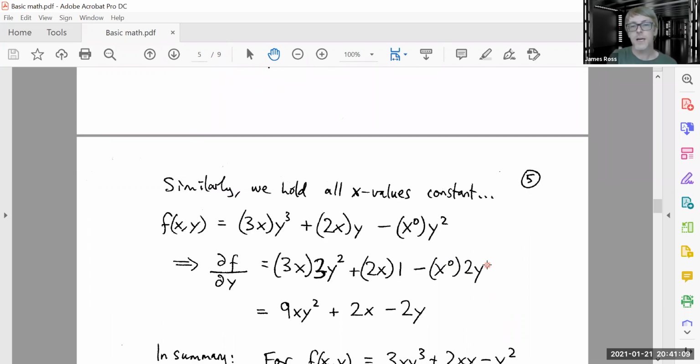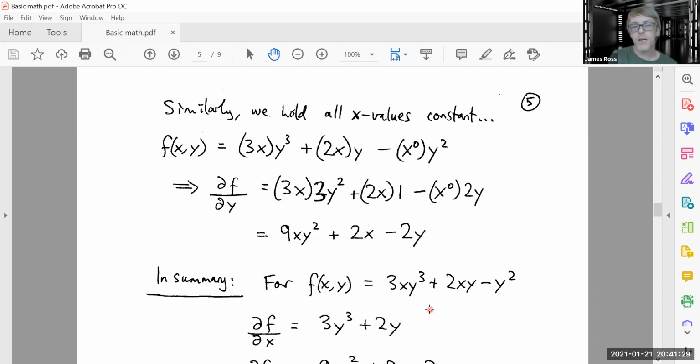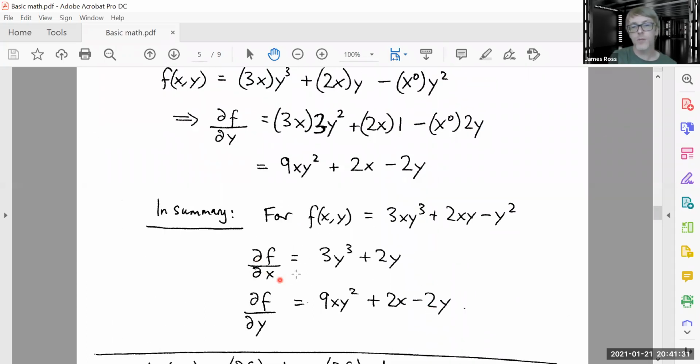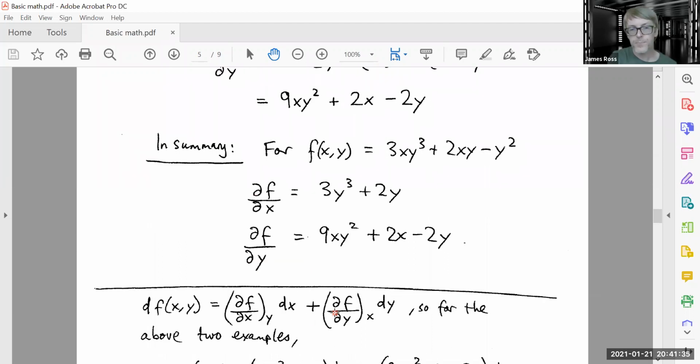No terms cancel here. I don't have a 0 coefficient. So I have 3 multiplied by 3 is 9, and then xy squared. 2x1, so it's just 2x. And then this bracket is a 1. It's x to the 0, it's just 1. Multiplied by 2y, which is just 2y. So in summary, here we've got the derivative with respect to x, the derivative with respect to y.